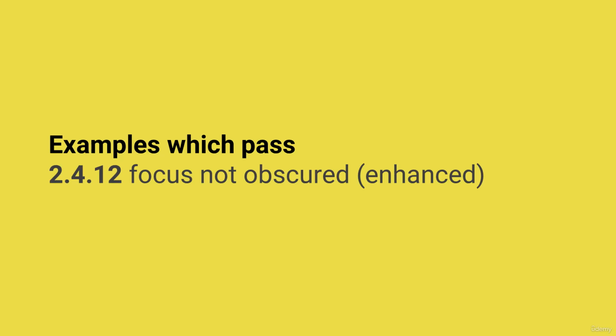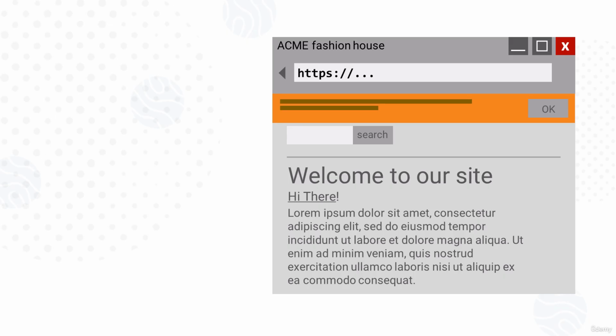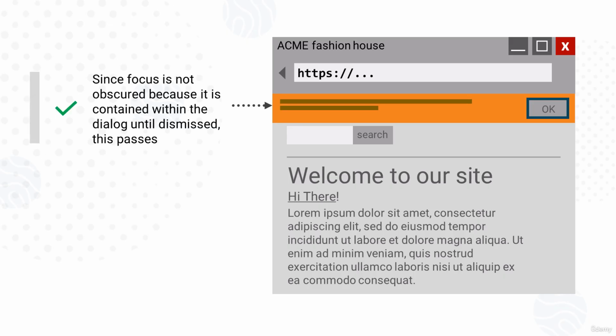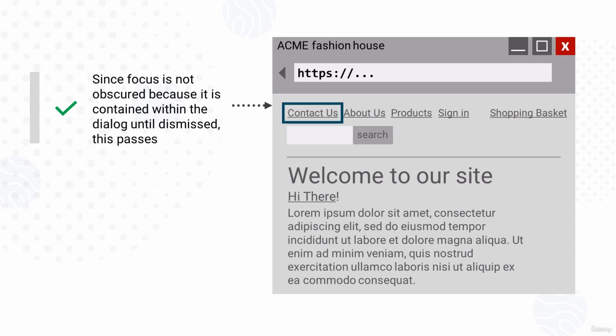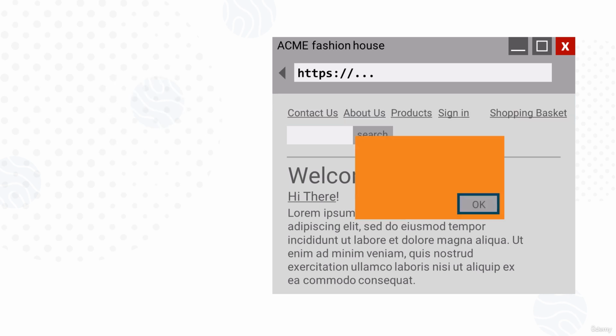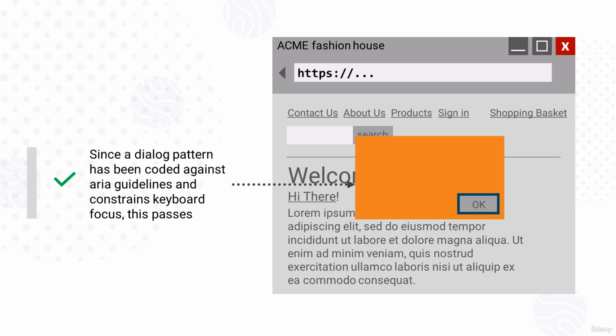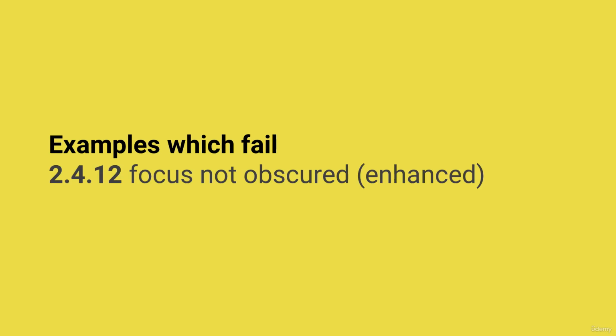So what exactly does passing this success criterion look like? Since focus is not obscured because it is contained within the dialogue until it is dismissed, this passes. Since a dialogue pattern has been coded against ARIA guidelines and constrains keyboard focus when open, this passes. What does failing this success criterion look like?